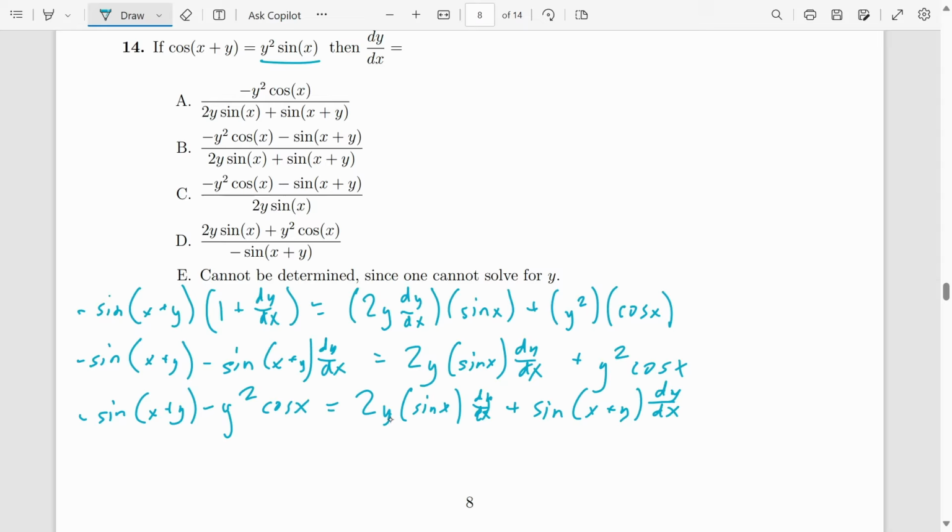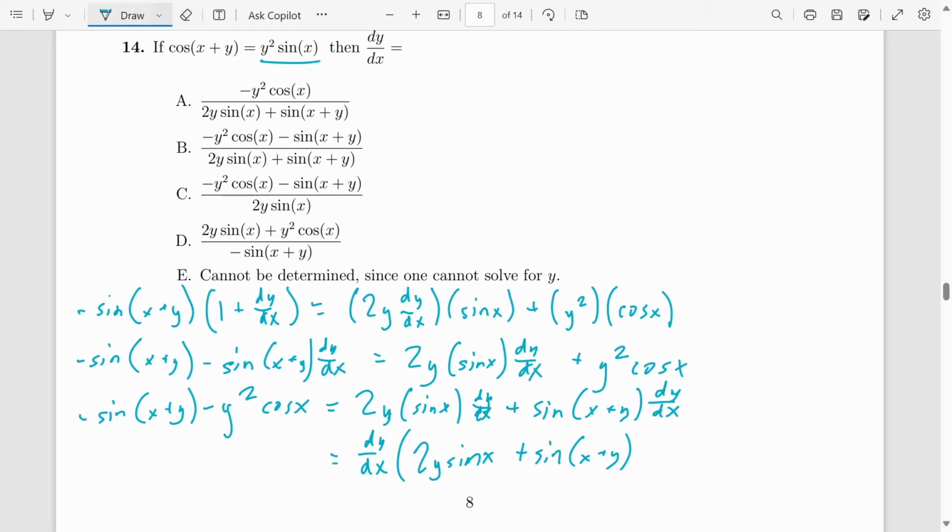So also we have the terms with the dy over dx in it all on one side. Let's go ahead and take it out. Let's factor it out. So this will be dy over dx times 2y sine x plus sine of x plus y. Cool. And then we still have the same thing on the left. And then at this point, we just divide the two.